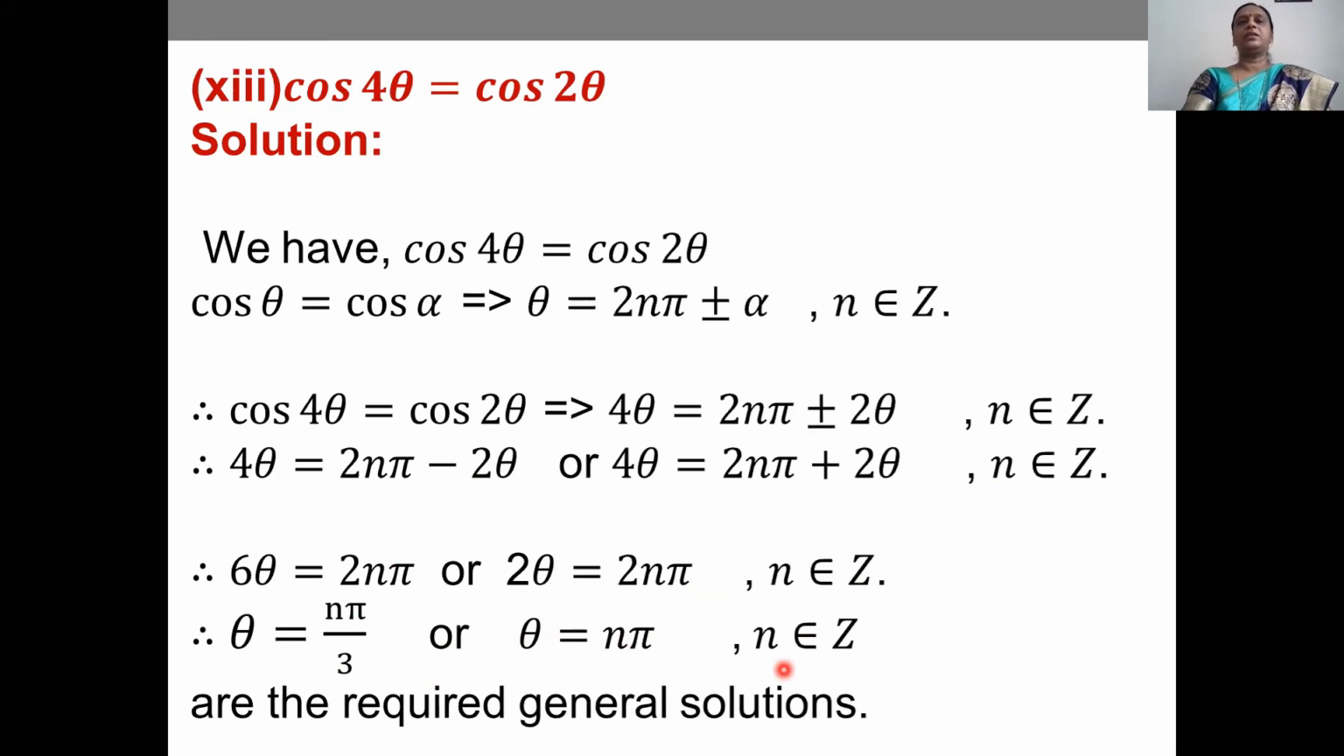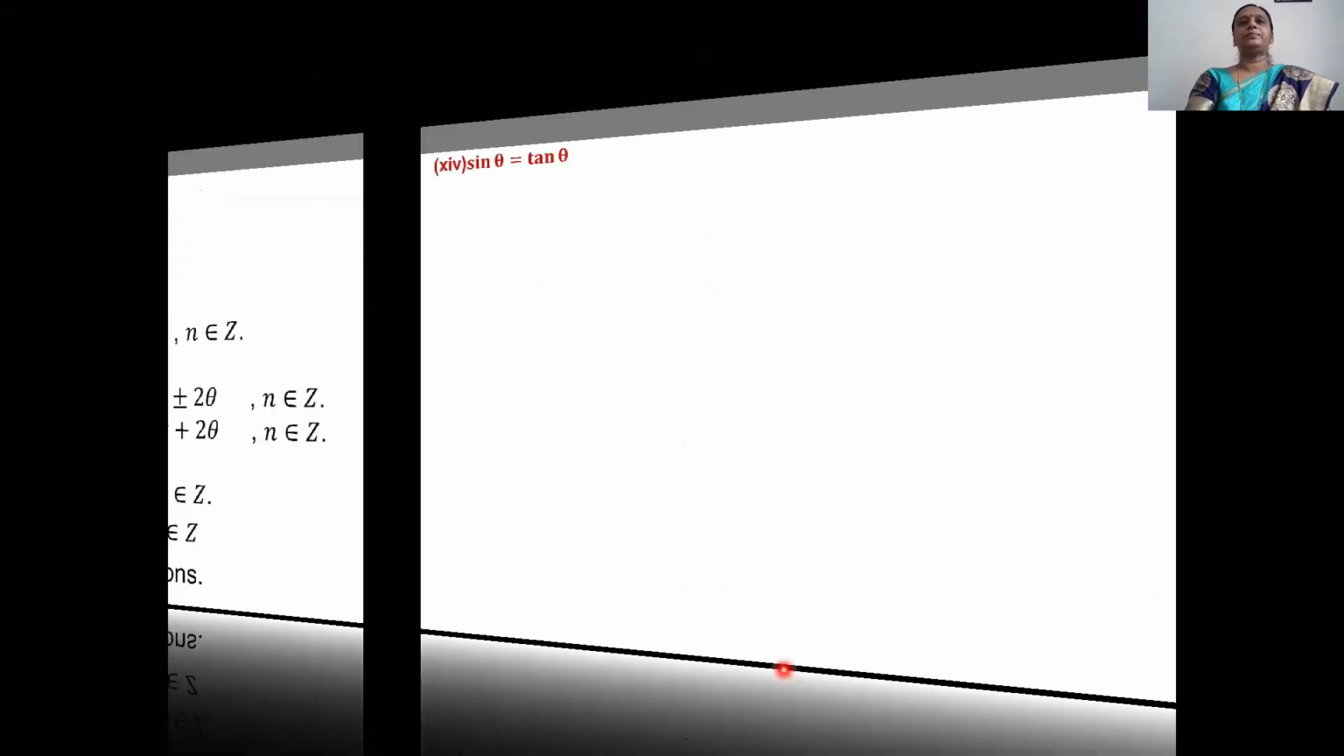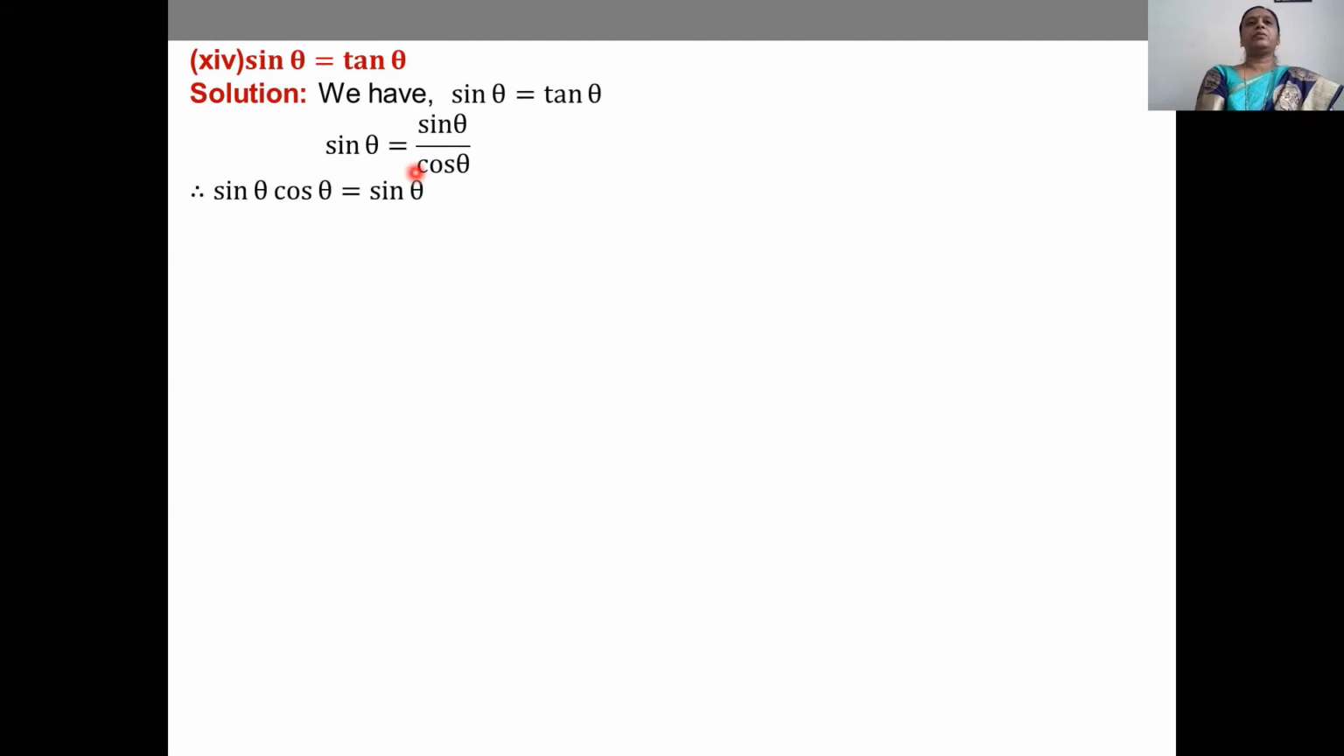These are the required general solutions of the given problem. Now let's consider the next example. Sin theta is equal to tan theta. In the solution, you write down sin theta is equal to tan theta. Keep the value of tan theta as sin theta divided by cos theta in the next step. Now solve this step, you will get sin theta into cos theta is equal to sin theta.